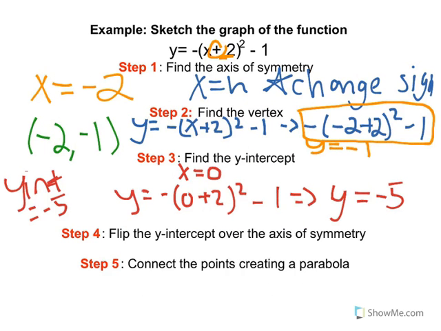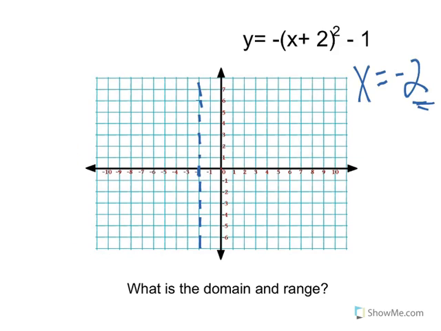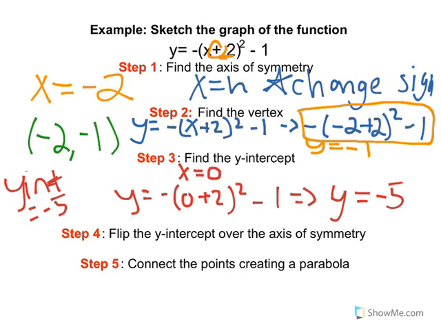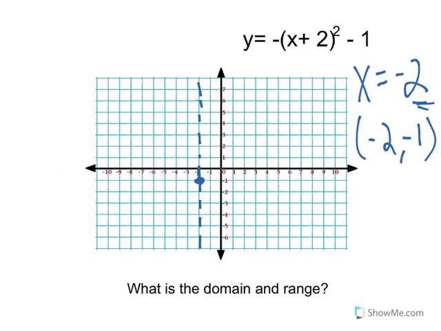Next, we have the vertex was -2, -1. So we'll plot that point, -2, -1, and there's our vertex. Then we found the y-intercept was equal to -5. So we'll plot that point. I'll do a different color for that.